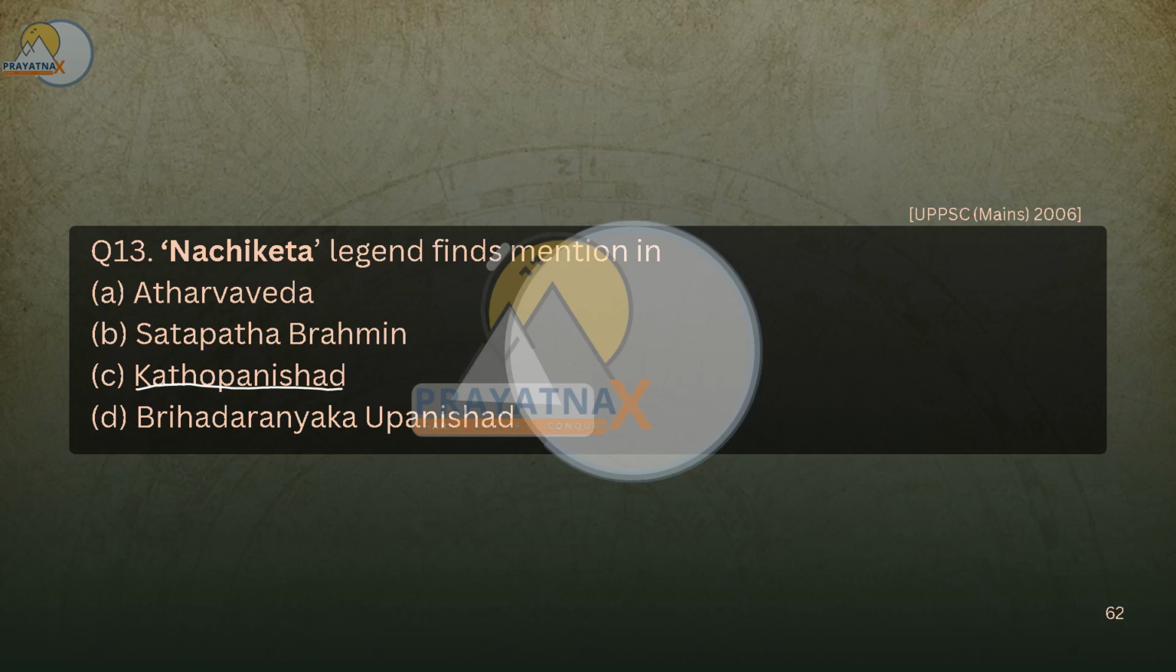Now, Kathopanishad basically is a part of Krishna Yajurveda, and Nachiketa, basically it's a conversation between the Lord of death, which we know as Yamraj or Yama, and Nachiketa, who happens to be a young 12-year-old boy who leaves his home in search of the meaning of death and beyond. So the correct answer for this would be Kathopanishad.